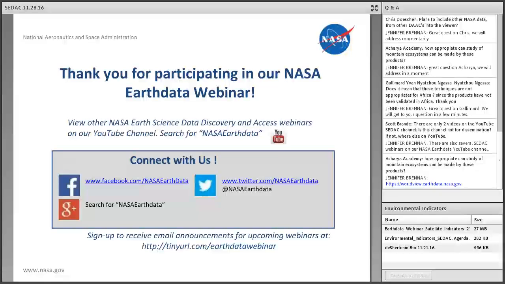So the next question is, how appropriate is the study of mountain ecosystems, or how appropriate can that be by using these products? Well, one of the beauties of satellite data is you can slice and dice according to your particular region, ecosystem of interest. And so one of the things we wanted to do for forest burning, for instance, is see, are there trends in boreal forests that are somehow masked by looking at the country level?